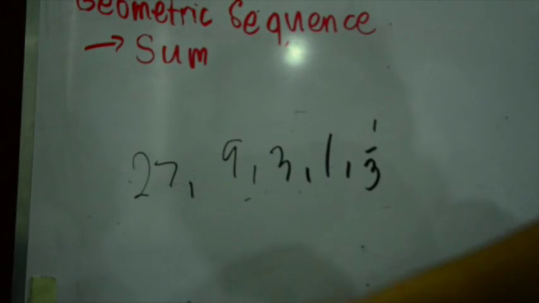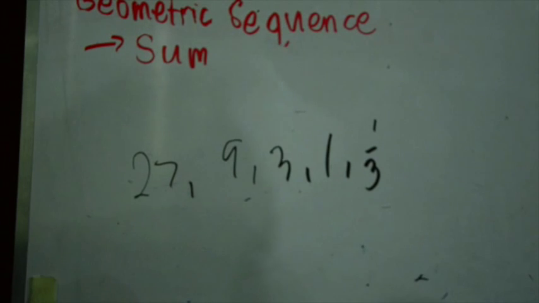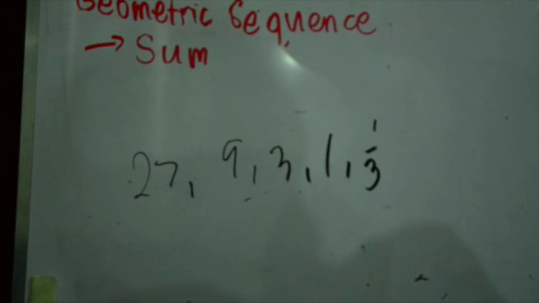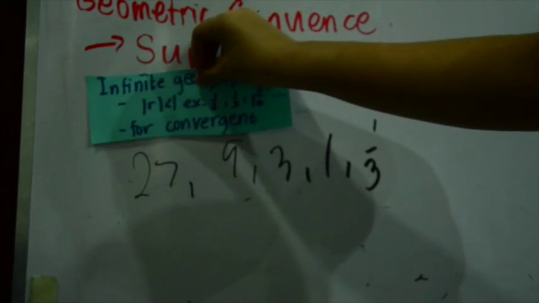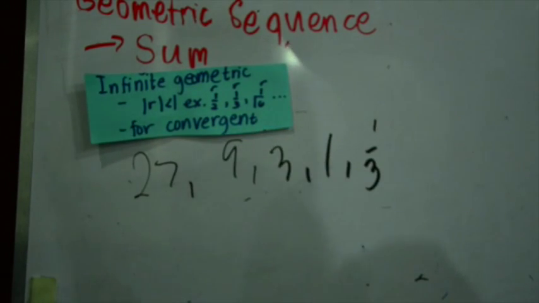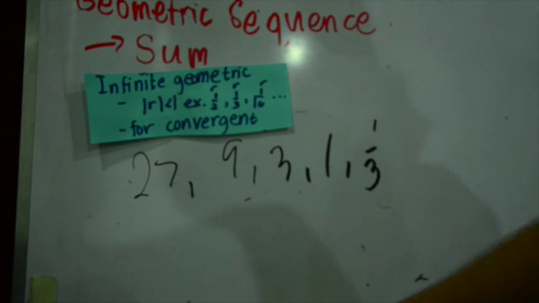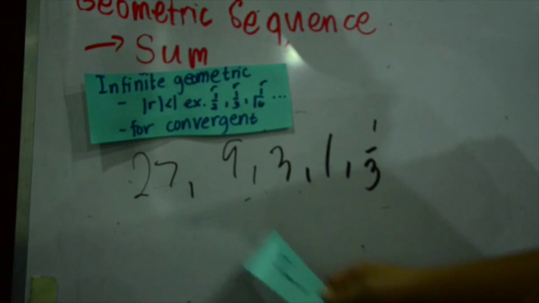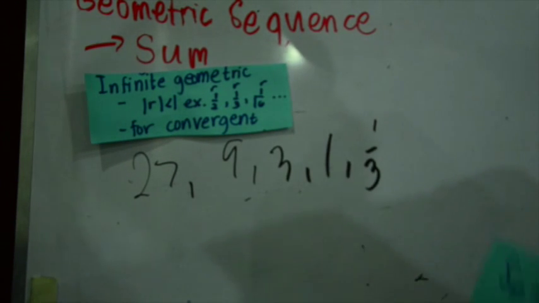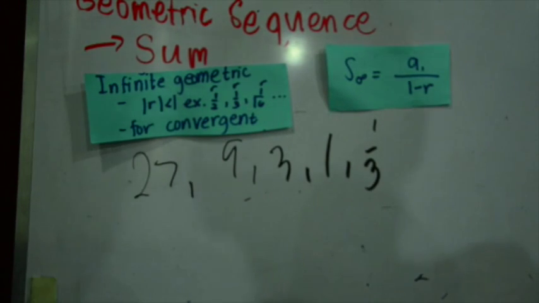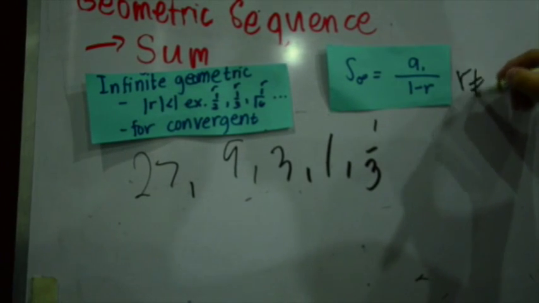Suppose we have this kind of geometric sequence. We can see that it is a convergent sequence. Now, we are going to get the sum of the following terms. In doing so, we call this an infinite geometric sequence, which is a convergent sequence. Now, the summation of a convergent sequence is different, and it is derived from the previous equation. And here, r must not be equal to 1.